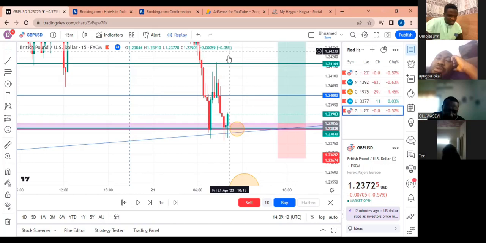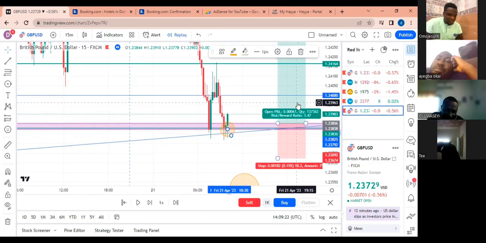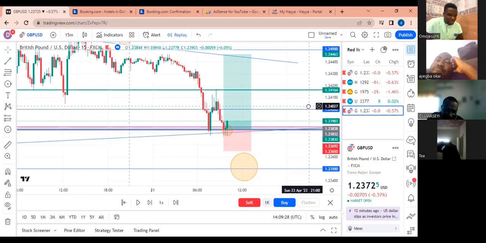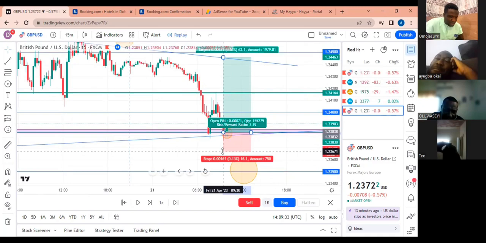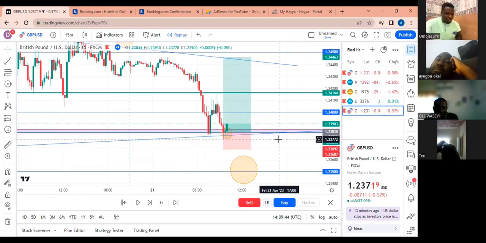Now I have one entry here. And my stop loss is going to be 20 pip. This is 18, so we might not use 20 pip here. I might use 15 pip on this trade. My stop loss will be 15 pip, so I'm risking 15 pip on this trade.